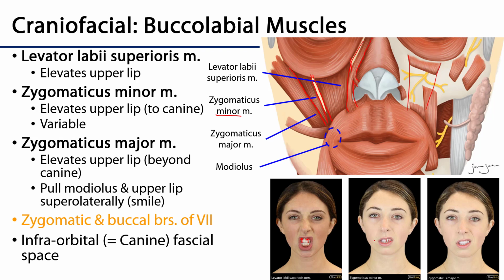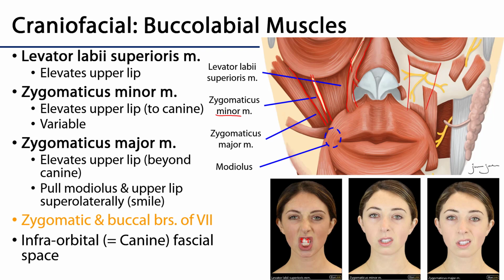Sometimes the zygomaticus minor is present, sometimes it's absent, sometimes it can be indistinguishable from zygomaticus major, so those two muscles can go together. Nevertheless, if it's there, wonderful. If it's not, it's not the end of the world.